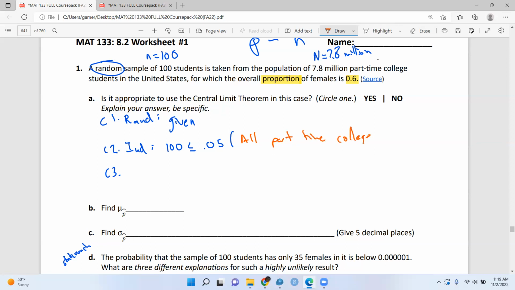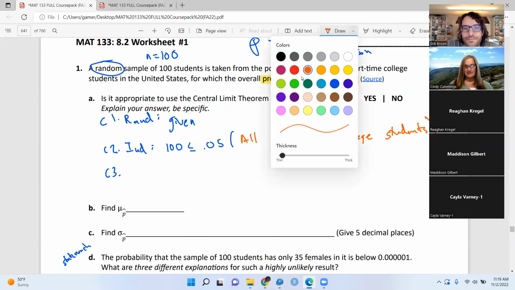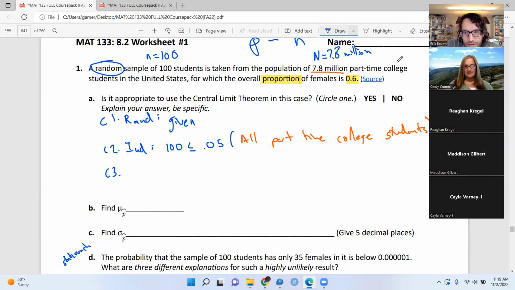And then just say, yep, that's true. Part-time college students. But this time we gave it to you because that might not be obvious to anyone, that 7.8 million is... I had no idea how many part-time college students. So this is a nice time that we gave you the 7.8 million. Cool, good. Sample size is always the n.